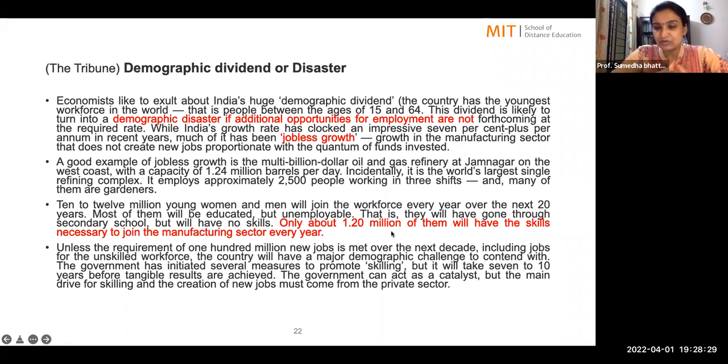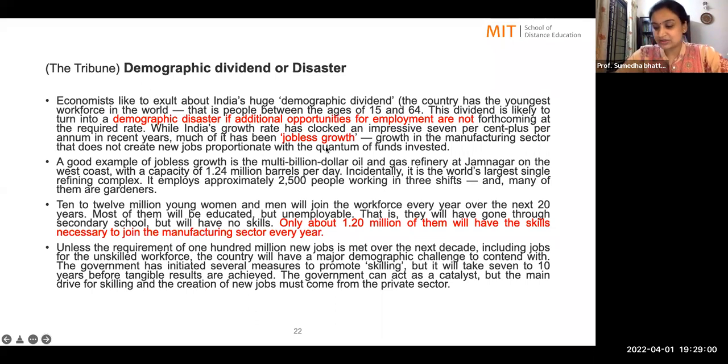So this labor force that we're talking about, are they actually skilled to get absorbed? Only 1.20 million of them are actually employable and capable to join the manufacturing sector. So the need of the hour is to equip the population with required skills so that they can get absorbed in the manufacturing sector or in the service sector. On that note, I would like to conclude my presentation.